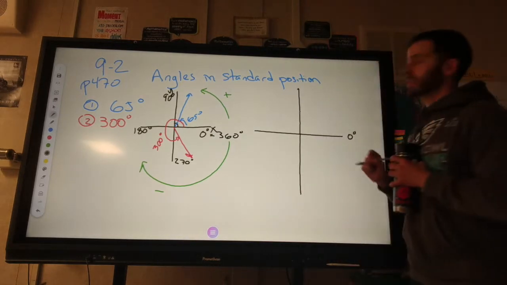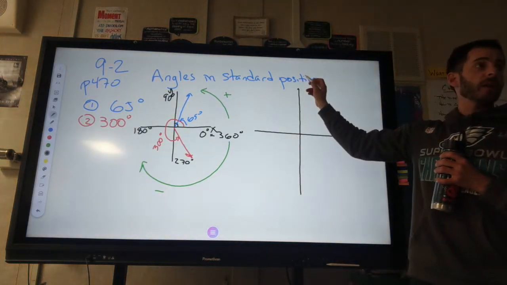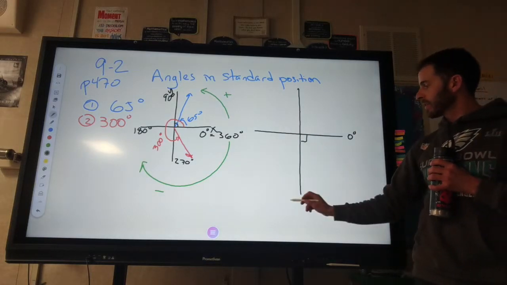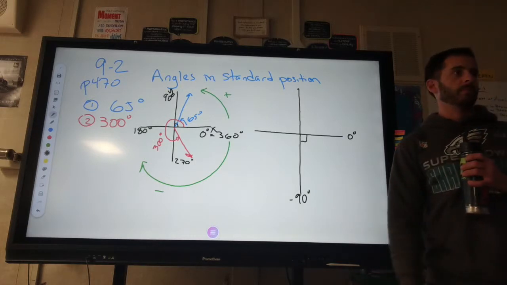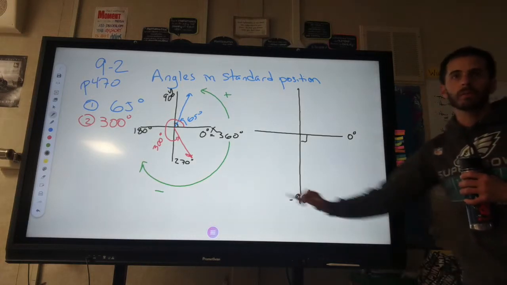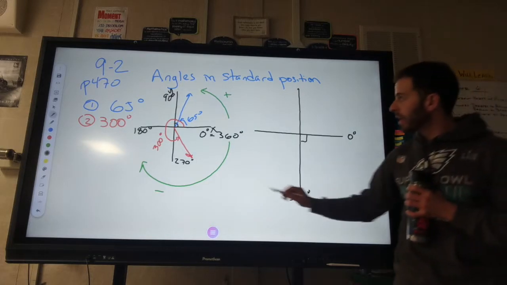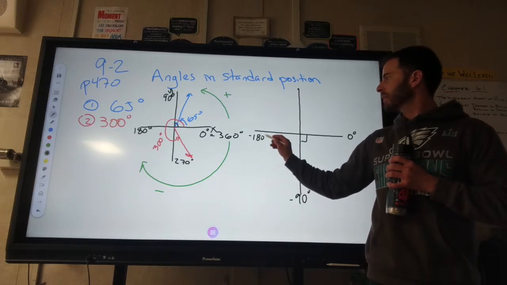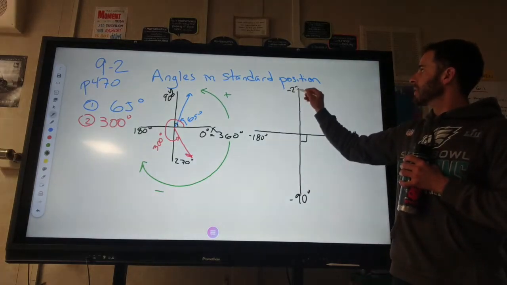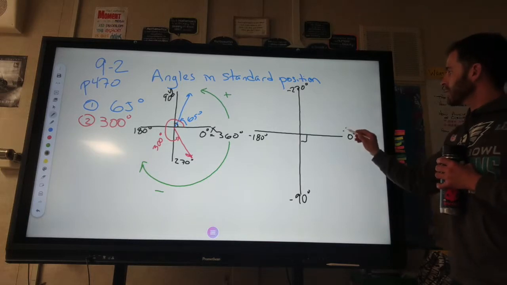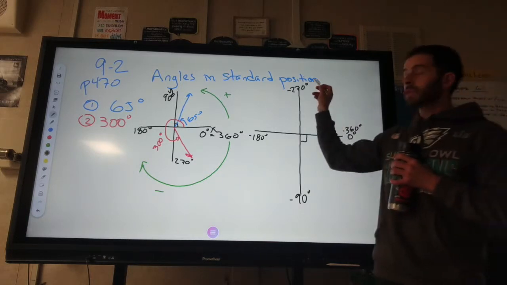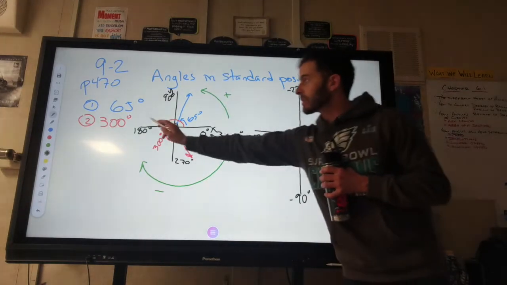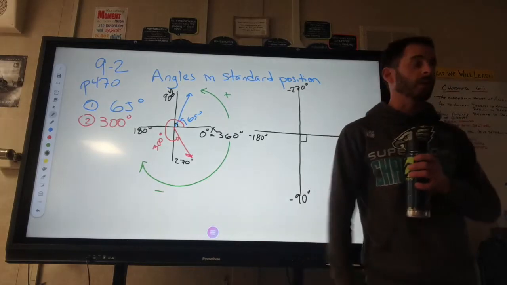So if this is 0 degrees, this is positive 90 degrees. If we go this way, another right angle, this would have to be negative 90 degrees, because we're going clockwise. And if we go another 90 degrees clockwise, what's 90 plus 90? 180. So negative 180. And negative 270. And negative 360. Now keep in mind, negative 270 degrees is the same as positive 90 degrees. Negative 180 degrees is the same as 180 degrees. We're just calling it something different.